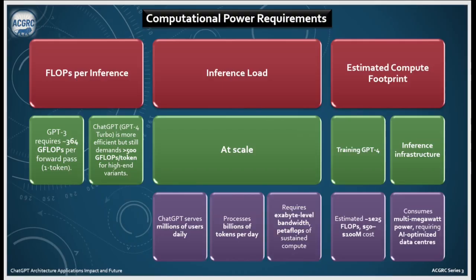Let's now look at the computational power requirements. The first is FLOPs per inference. GPT-3 requires about 364 GFLOPs per forward pass. GPT-4 is more efficient but still demands greater than 500 GFLOPs for high-end variants. From an inference load perspective, GPT serves millions of users daily, processes billions of tokens per day, and requires exabyte-level bandwidth and petaflops of sustained compute.